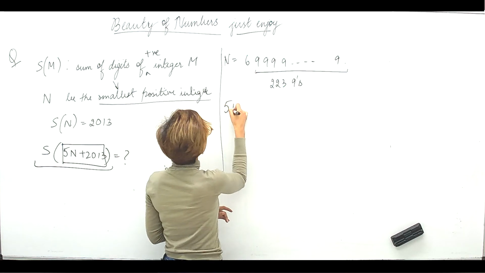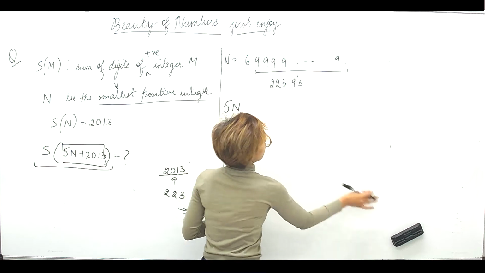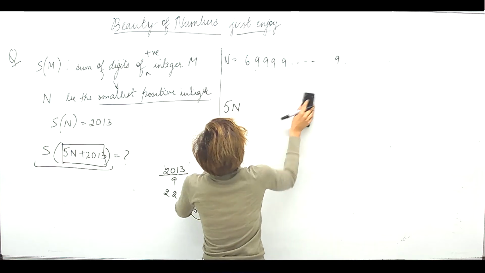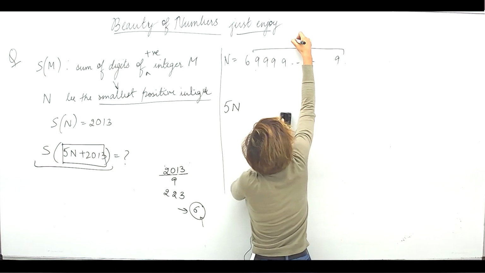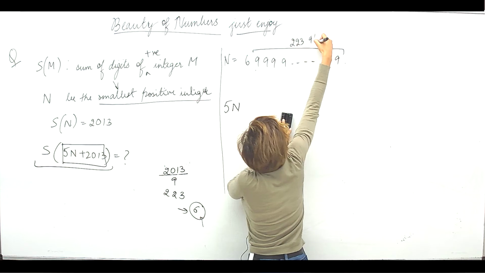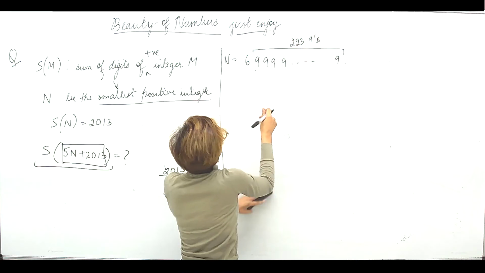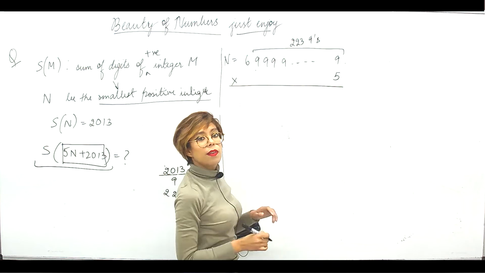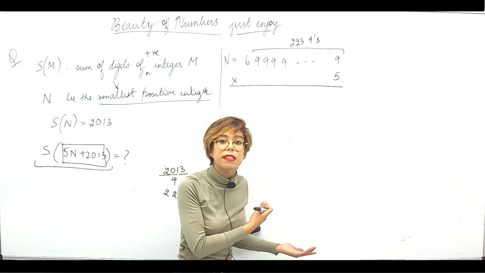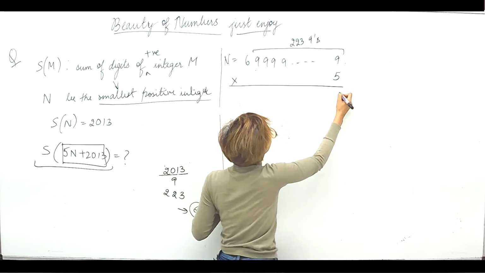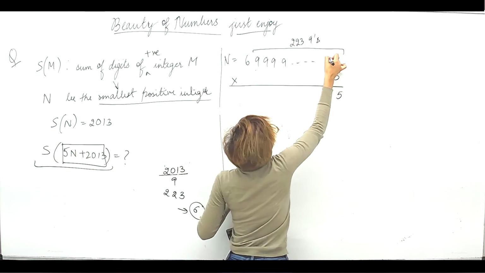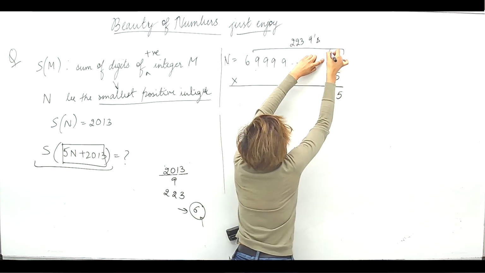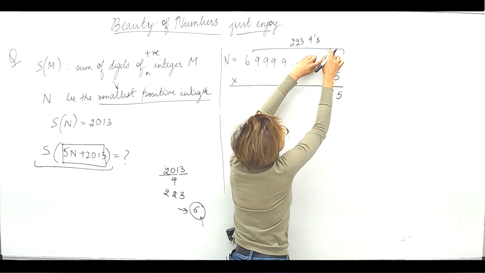So 5n. Let me do it this way: I'll write 223 and so on above, so that I don't forget. 223 9. Now I need to multiply this number by 5. Multiplication takes just a second. Let's just multiply it. So here 5 comes, right? Then 45, now 4 will carry here. So again 45 plus 4.